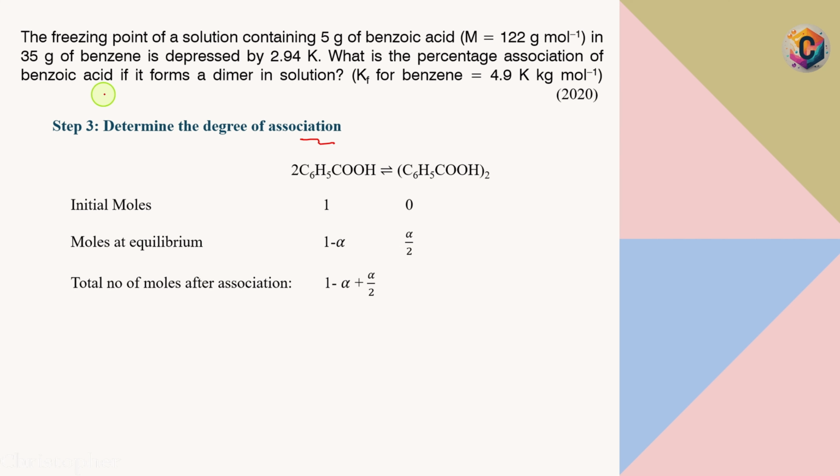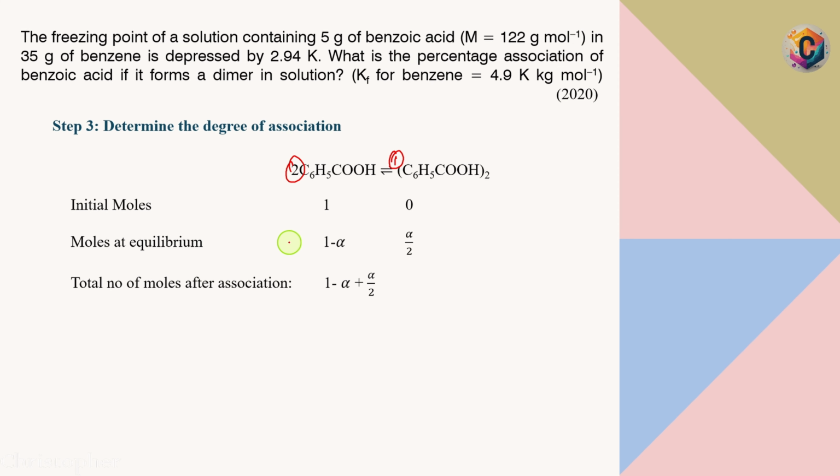Here I have taken benzoic acid, and formula of benzoic acid is C6H5COOH, so 2C6H5COOH is going to form one dimer. So then if you consider the initial mole of benzoic acid taken to be 1, then in the beginning there was no formation of dimerization of benzoic acid, so it is 0.